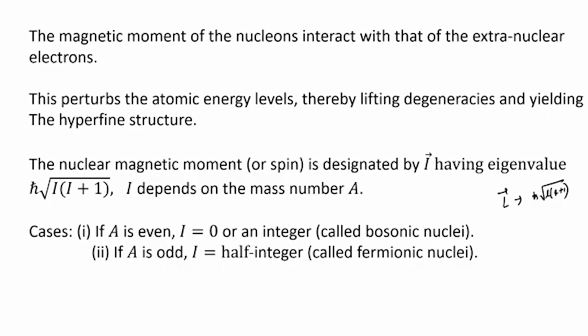and here I is the total angular momentum quantum number for the nucleus. That gives us two cases. If A is even, which means the mass number is even, and to remind you, the mass number is the mass of the atom, that is, of the nucleus, then I is equal to 0 or an integer, and these are called bosonic nuclei. If A is odd, I becomes a half integer, and these are called fermionic nuclei.